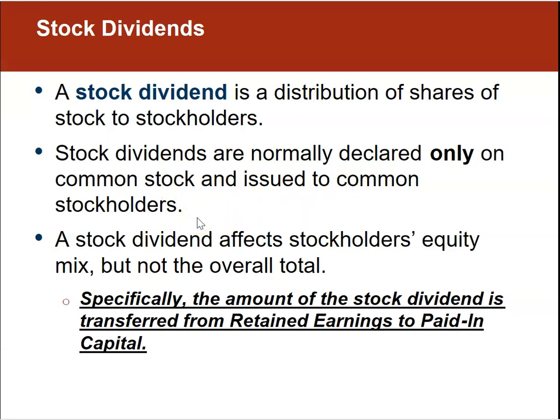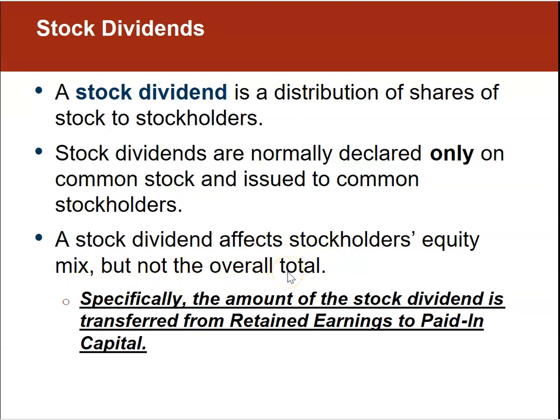So if you were wondering maybe before, why in the world would anybody buy common stock? Because, you know, we talked about the voting rights, but those voting rights are pretty hollow. Usually a small number of investors are going to control the vote, because you get proportional votes based on how many shares you own. But here is the saving grace for common stockholders, at least the smaller common stockholders: if a company has a history of issuing stock dividends, only the common stockholders are going to get them. Okay, so it says here a stock dividend, pay attention, affects stockholders' equity mix, but not the overall total.